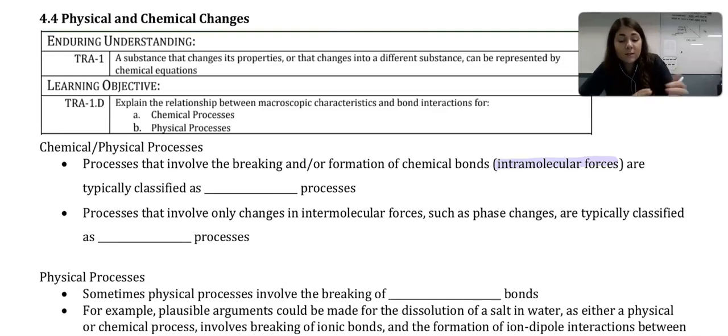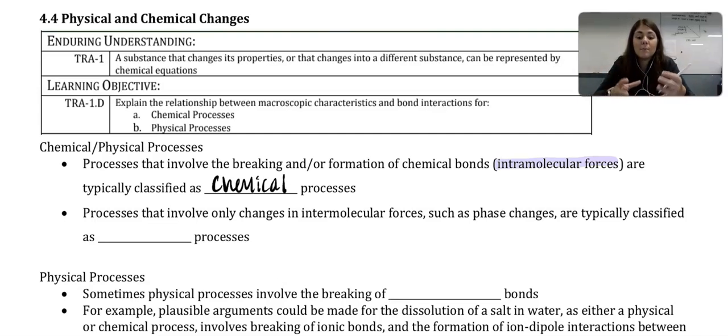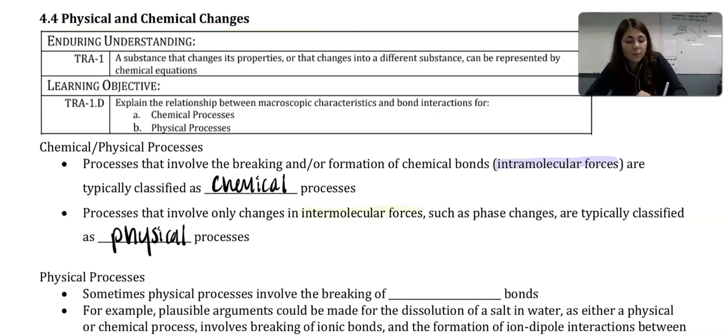These typically are going to be classified as chemical processes because we are breaking chemical bonds and forming new ones. So here the fact that we are making something new counts as a chemical process. Then when we're talking about intermolecular forces, so phase changes is what we talked about in Unit 3, these will be classified as physical processes.